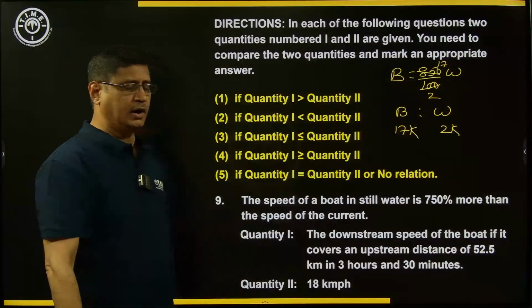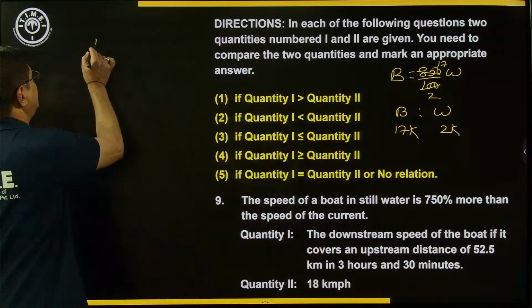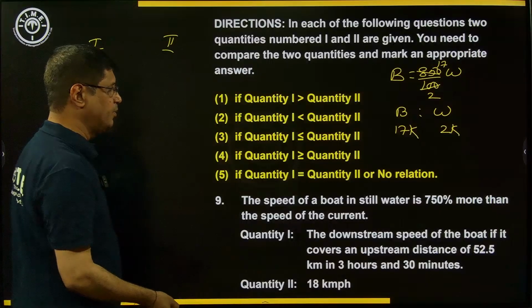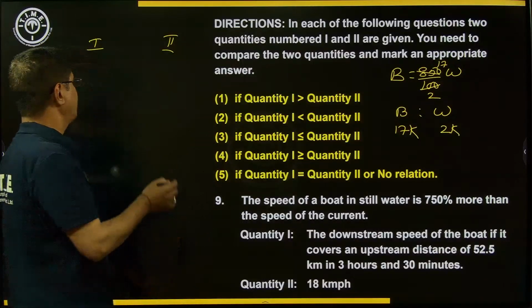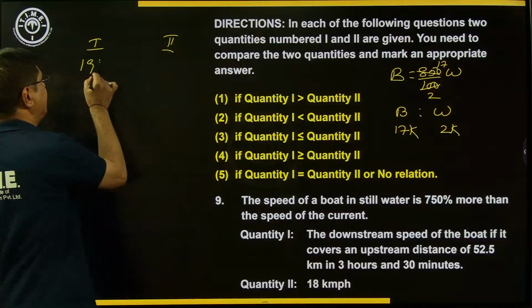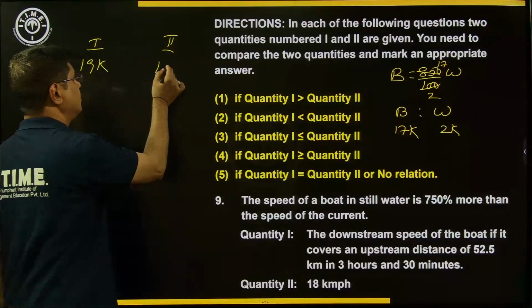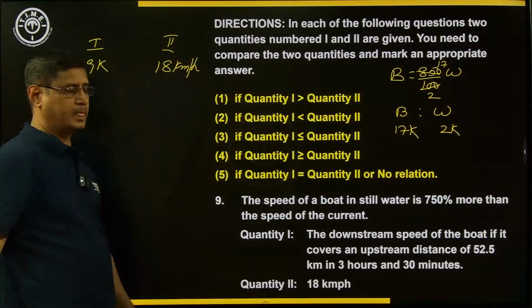Now look at the example here. Quantity 1: the downstream speed of the boat. What is quantity 1? The downstream speed of the boat means 17 plus 2k, that is 19k. And what about the second quantity? 18 kilometer per hour. Now we need to compare these two values.